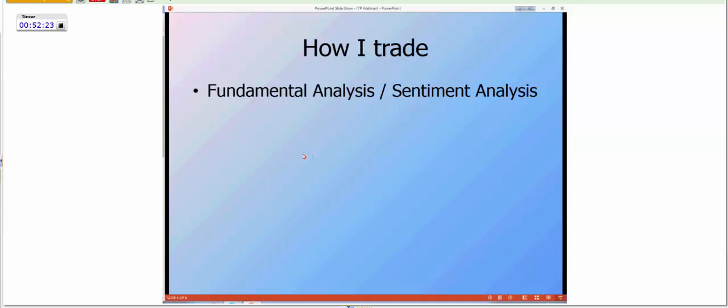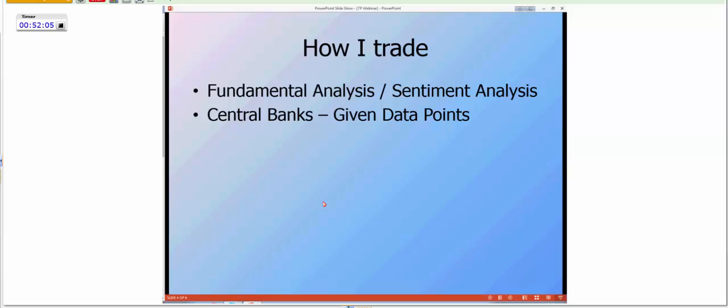Now we're going to go into more detail, like I said. Fundamentals we'll start with. Effectively, this can be broken down and really simplified to one point: central banks. The central banks dictate monetary policy. Therefore, they dictate which way the currency will go. They give us data points.